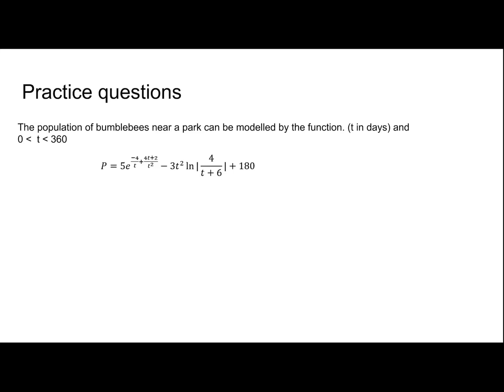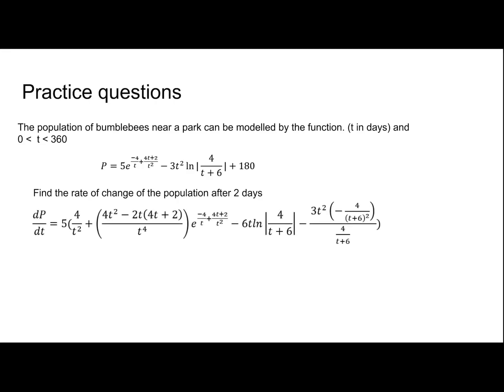equation. So we have P equals 5e to the power of negative 4 over t plus 4t plus 2 over t squared, minus 3t squared ln of 4 over t plus 6, plus 180. Alright, so find the rate of change of the population after 2 days. So I want you to pause the video now and try this question for yourself.